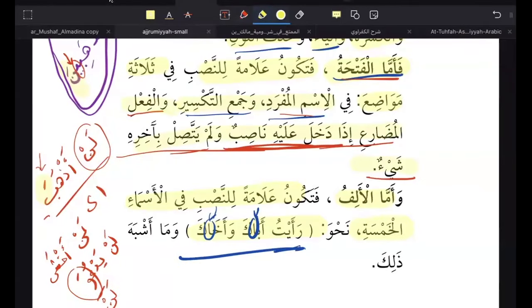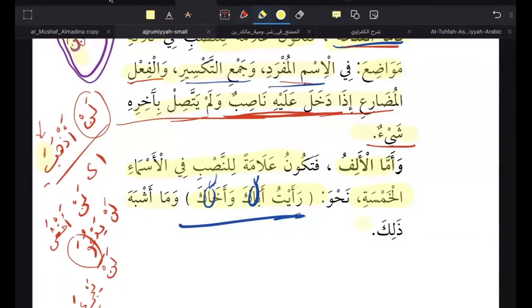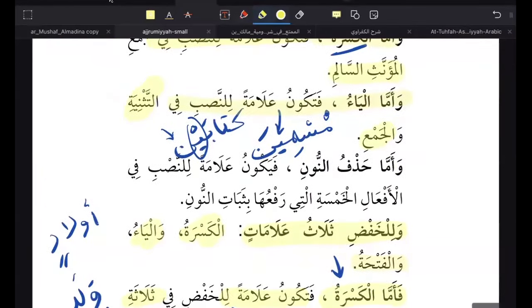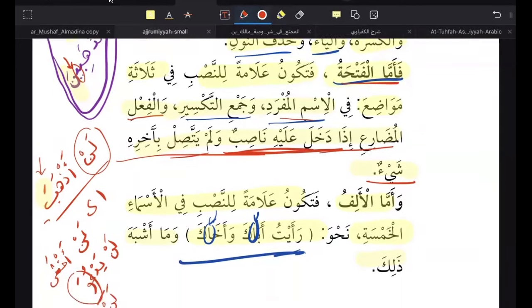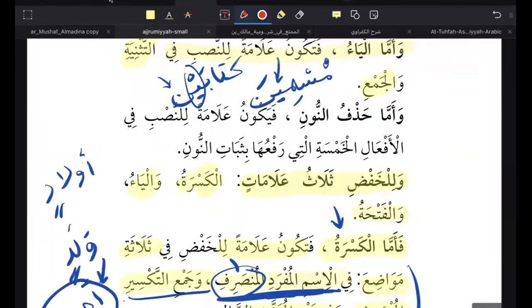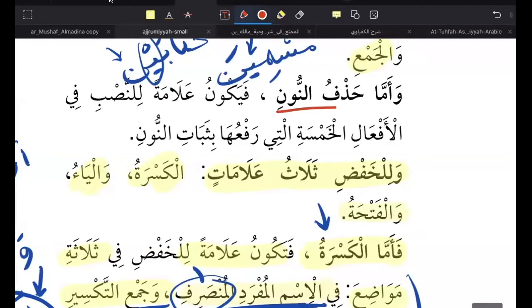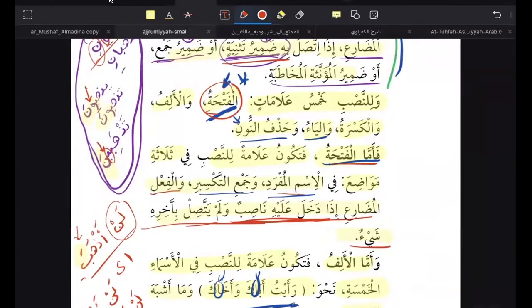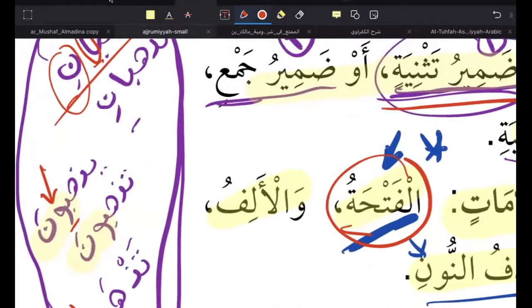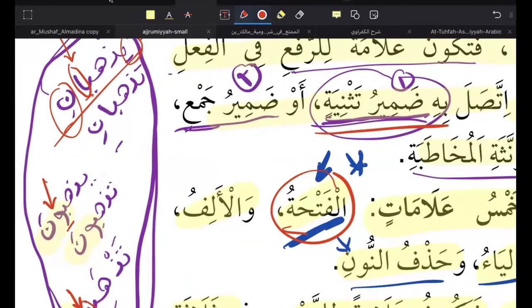So we've read this part. Whatever I'm reading, I'll just highlight it. Good. Now we're still in the nasb state. In the nasb, one of the alama for the verb is that it will take a fatha. The second alama is something that we've been talking about, which is the noon. So the alama is hadfun noon. So it goes back to the same verbs. Always remember these five verbs are very special, al-af'al al-khamsa. Their i'rab is different.